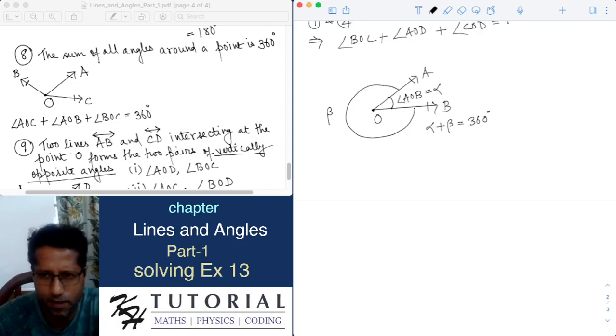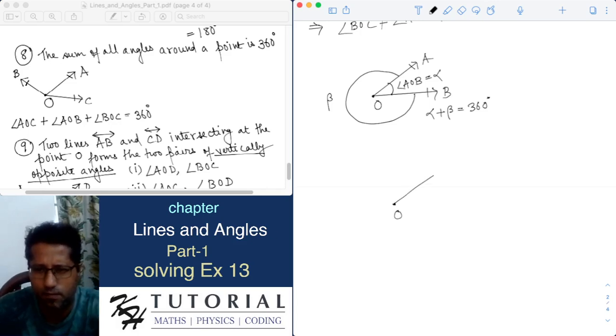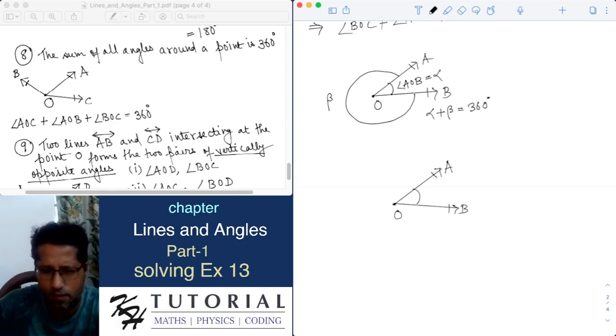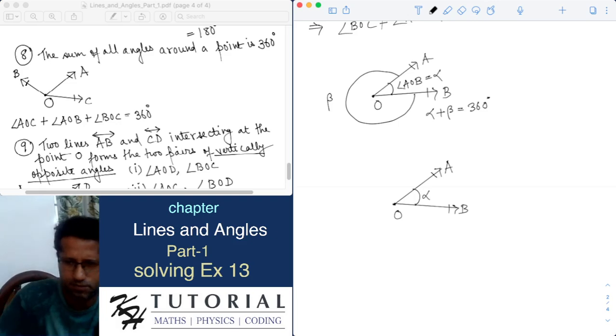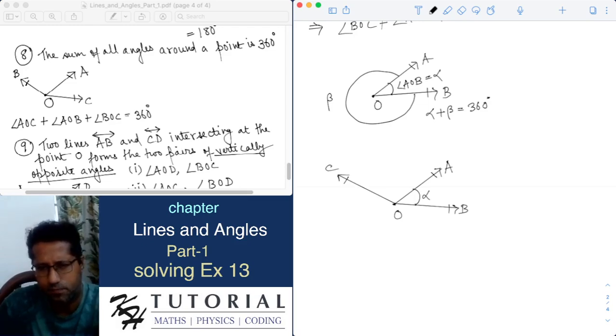Now let's say we create a few more angles. Let's say we have the point O, and we have the arm OA and the arm OB, that is creating this angle, let's say this be angle alpha. I mean, this angle is obviously AOB, but let's say we denote this angle with alpha. Now let's say I create another arm at the point O. Let's say this be C.